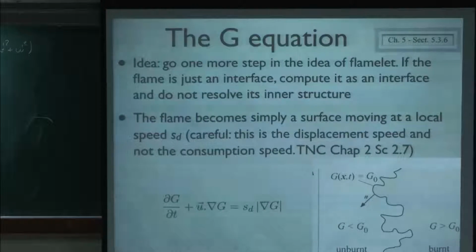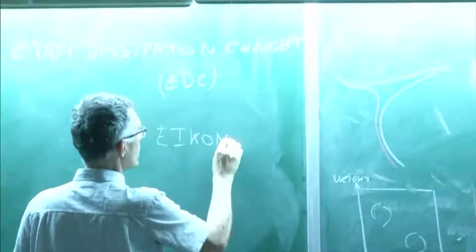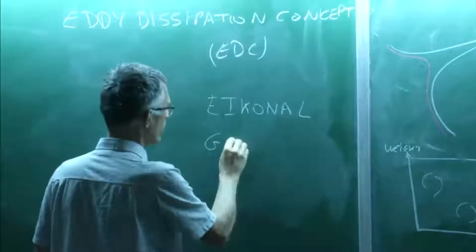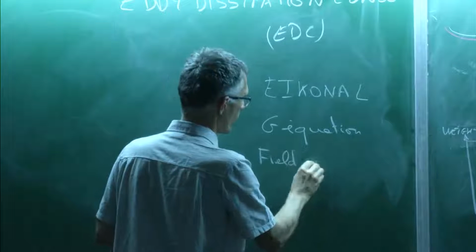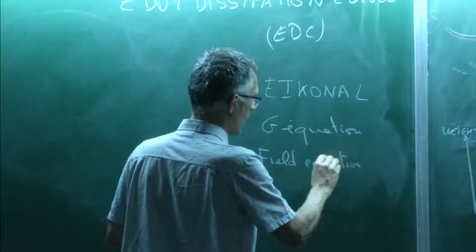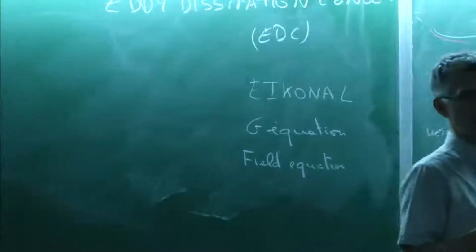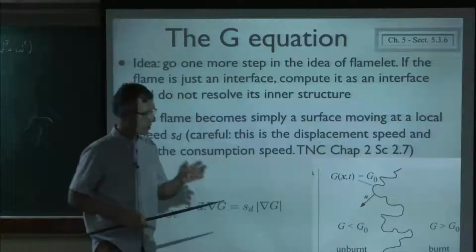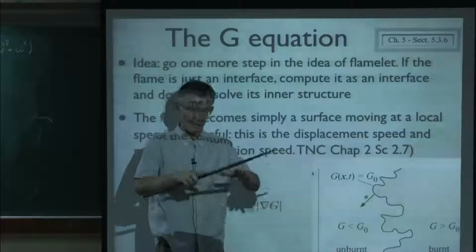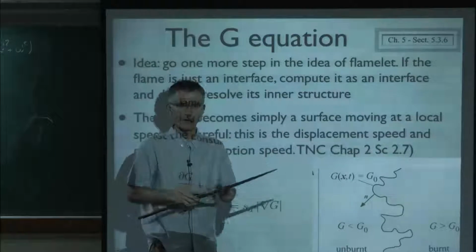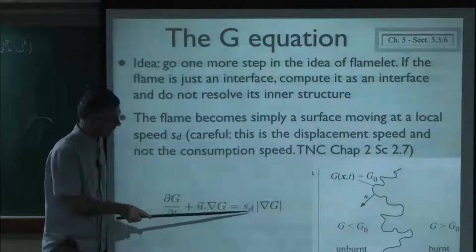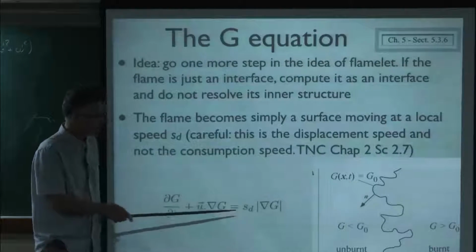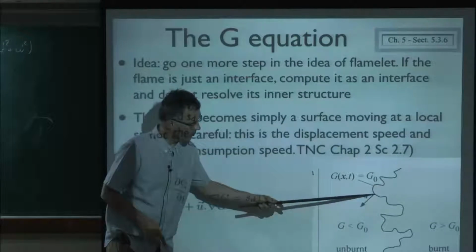There is an equation, which you will find under different names. Either the O'Connell equation, I think one of the guys who did it, or the G equation. Sometimes it's also called the level set field equation. And this equation is a method to propagate a front at a given speed. You could say, numerically, you might imagine I take a front, I define it as a surface, and I move it by some Lagrangian method. That doesn't work very well. It's much smarter to write this equation, dG/dt plus u grad G equals S_d |grad G|, where S_d is the displacement speed, and it's enough then to track G equal G naught to know where the flame is.